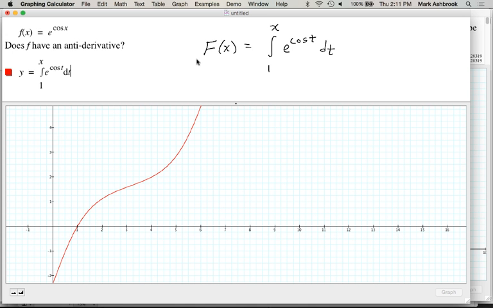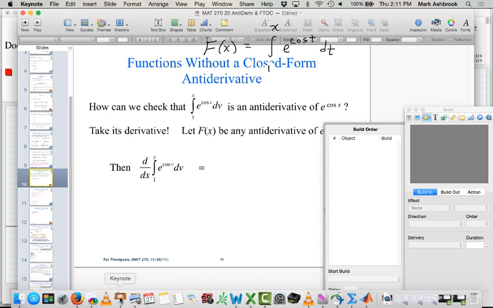So here's the accumulation function that has e to the cosine x as its rate of change. It's just that there's no closed form version of it. Okay, there's no closed form version of it, but it is an antiderivative. If it's an antiderivative, how can we prove that it's an antiderivative?